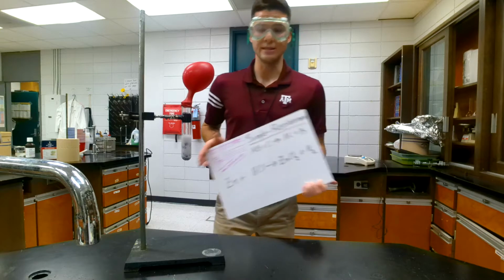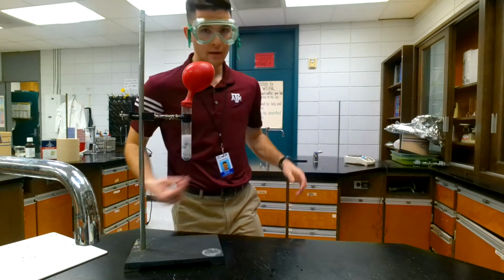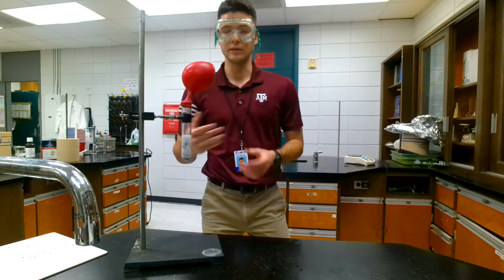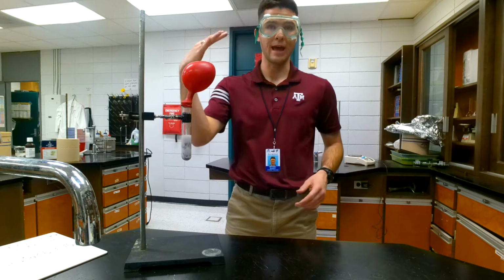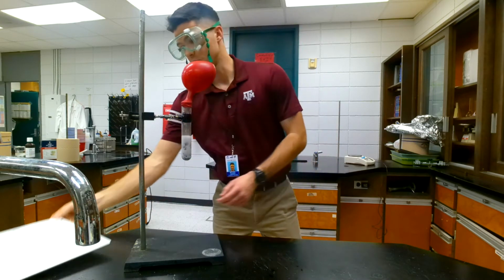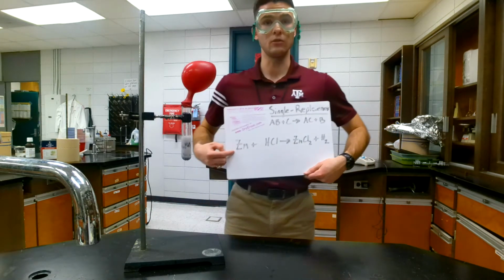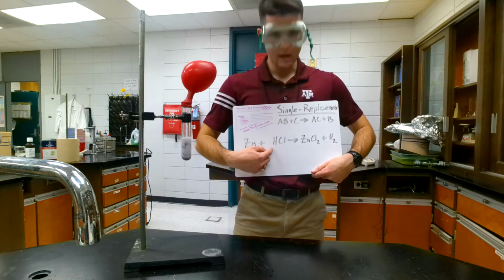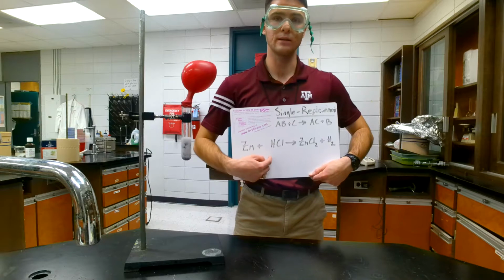Now in your notes you might see something about the activity series. And what that means is there are some elements that are more reactive than others, and the elements that are higher on that activity series are going to replace the ones that are lower. So in this particular example, if you take a look at your activity series, zinc is higher on the activity series than hydrogen is. So zinc is going to replace hydrogen.